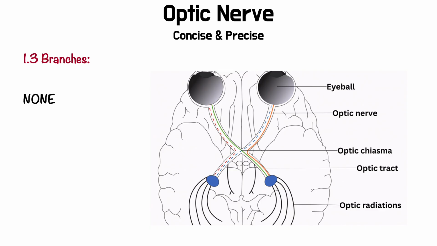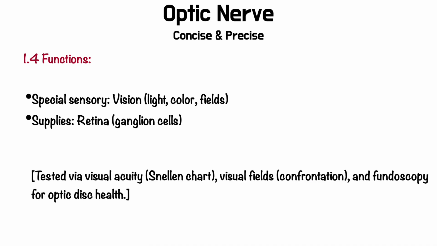So there are no branches of the optic nerve because it is not a true peripheral nerve and it is intracranial in distribution. Obviously, this is a reference image for you. You can see it. And then the functions of the optic nerve are special sensory, obviously vision, light and color, and visual fields. These all are the functions of the optic nerve, and it supplies the retina through ganglion cells.